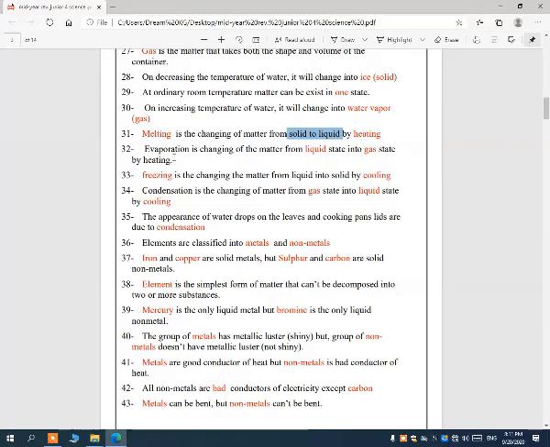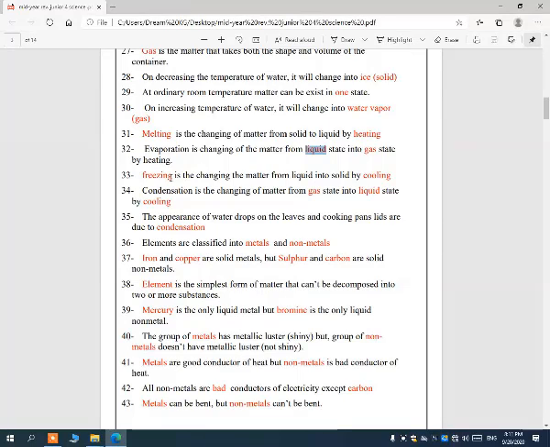Evaporation. You remember it? Change from liquid to gas by heating. So we have melting, and we have evaporation: liquid to gas by heating.